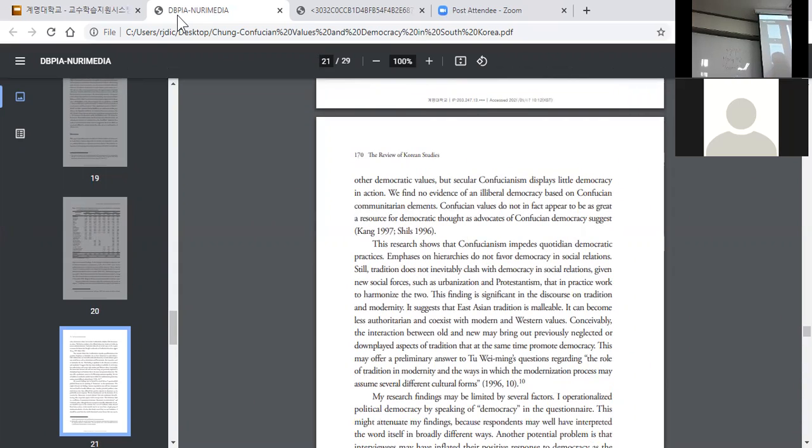This research, or this study, shows that Confucianism impedes quotidian democratic practices. Okay, so what is the meaning of quotidian? Anybody? Don't feel bad, I had to look it up. I mean, I've heard it in my life several times, but I never remember. It's not common. Quotidian simply means everyday, common, what we would expect. Quotidian traffic: every day I come to school, 9 days out of 10, it's the same kind of traffic on the street. That would be quotidian traffic. Okay. Quotidian democratic practices. The kind of democracy we expect, what's normal to me.